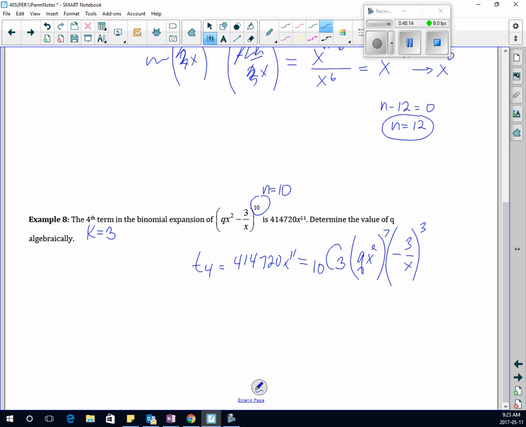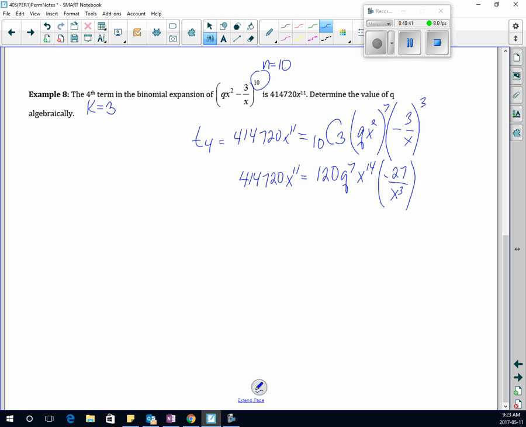So 10C3 is what? 120. So 414,720 x to the power 11 is equal to 120 q to the power 7, x to the power 14 times minus 27 over x to the power 3. Is everybody good with what I did there? Okay, so now I'm going to simplify 120 times negative 27. So 414,720 x to the power 11 equals negative 3,240 x to the power 11. Is everybody good?